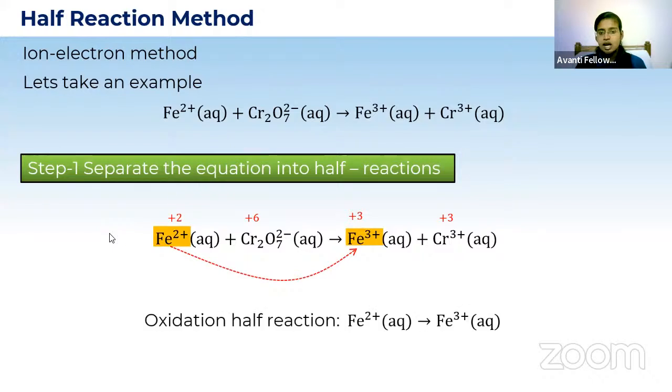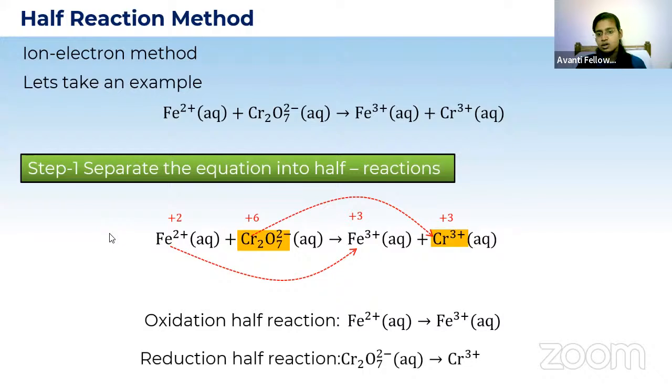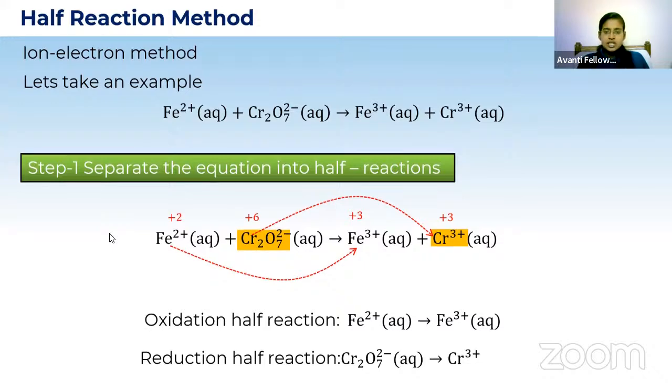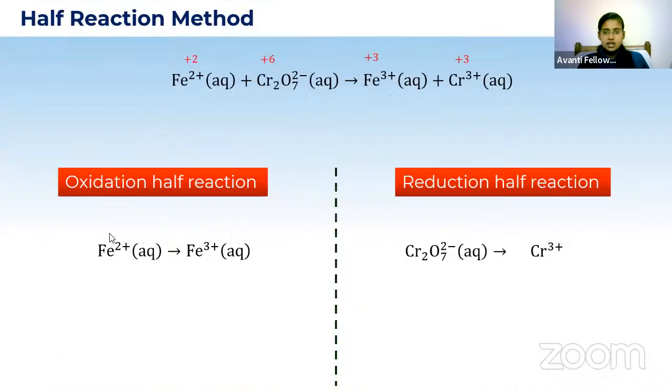Okay. And chromium is moving from +6 to +3. So it is gain of electron. So that is a reduction half reaction. Okay. So separate the reaction into two like this. Oxidation half reaction and reduction half reaction. If there is increase in oxidation number, it is oxidation half reaction. If there is decrease in the oxidation number, it is reduction half reaction.